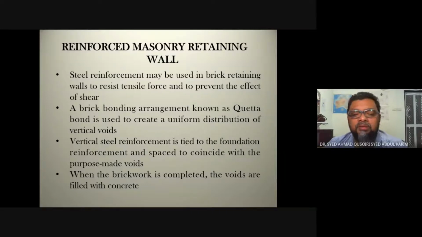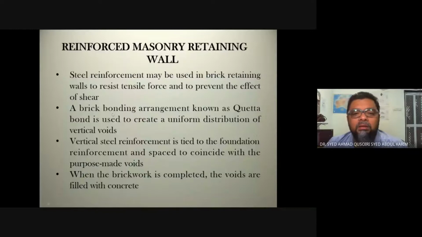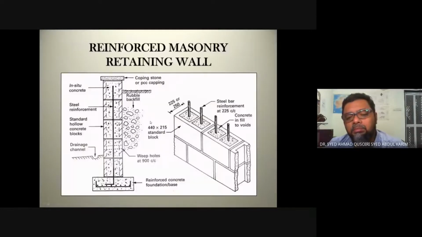Next, the reinforced masonry retaining wall. You can see the example here. So we are using steel reinforcement in the brick retaining wall to resist tensile force and prevent the effect of shear. Brick bonding known as a Quetta bond is used to create a uniform distribution of vertical voids. Of course, it uses blocks. This is not like common brick, it is a concrete block.